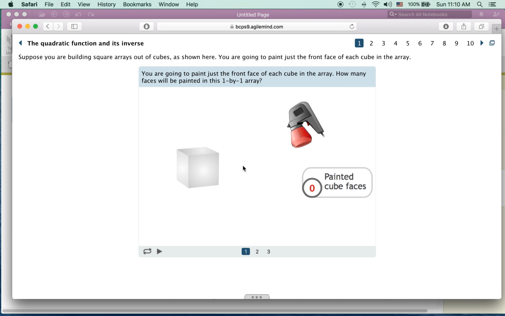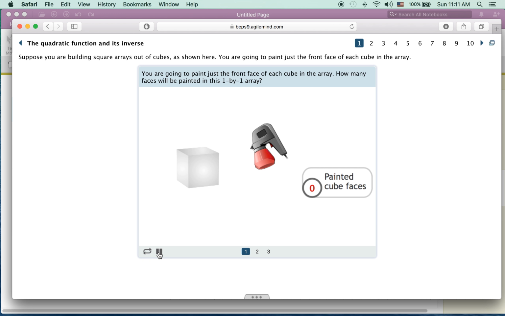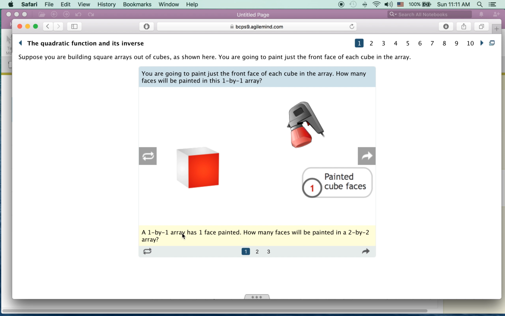So we're going to look at a problem where we have some cubes, and we are going to be stacking cubes to make a wall, and we are going to be painting one side of the said wall. So we got one cube. Let's look at this animation. Okay, well, we've got one cube and we've got one painted face. So we painted this side, so 1 went to 1.